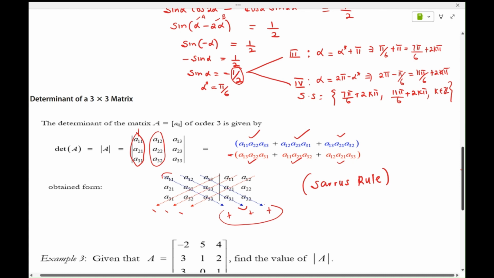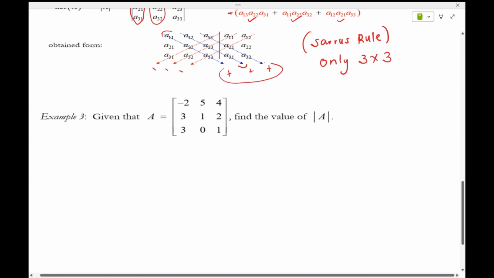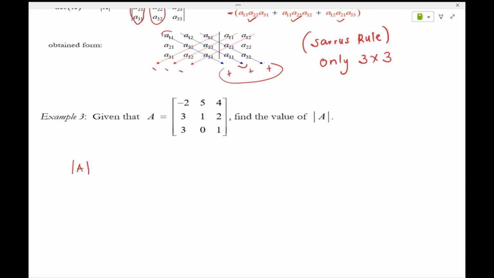But please use it for only what? 3 by 3 matrix to find the determinant. Now, let's see how this works. Let's take a particular example. Now, look at this. We want to find the determinant, right? So all we need to do, you can repeat this matrix here. So to find the determinant of A, we're going to copy this same matrix: minus 3, minus 2, 3, 3, 5, 1, 0, 4, 2, 1.